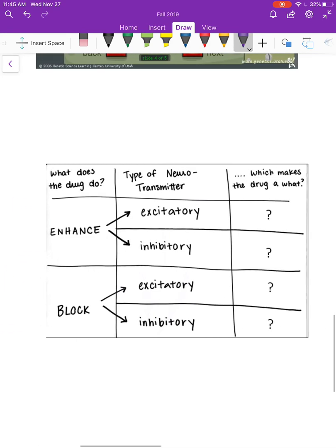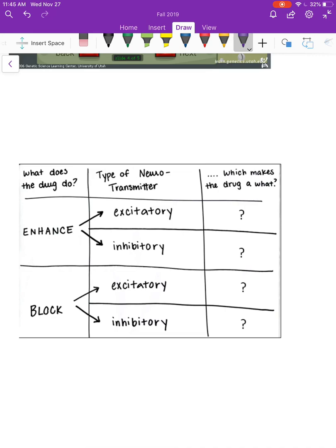So if we have an excitatory neurotransmitter, right, and nicotine enhances it, then we have a stimulant.